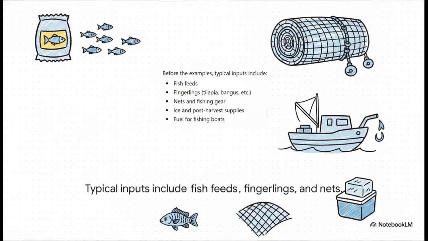And hey, we definitely can't forget the fishery side of agri-fishery coops. It's a totally different environment requiring highly specific gear. We're looking at fish feeds, fingerlings like young tilapia or bangus, heavy nets, essential post-harvest supplies like ice to keep the catch fresh, and, of course, boat fuel. The environment changes, but the cooperative's role as the vital, reliable supplier, that stays exactly the same.